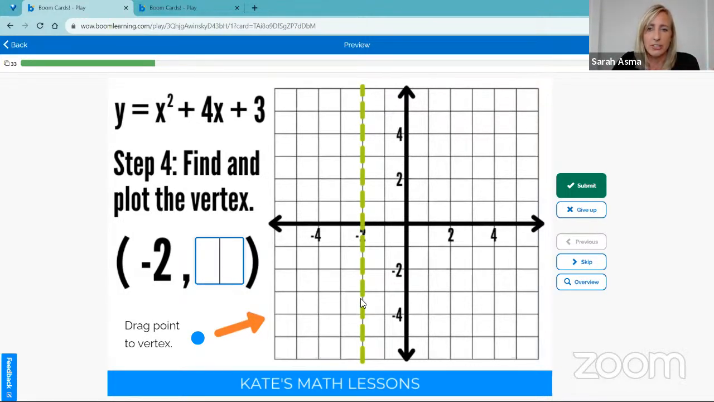So here I know my vertex is on this line, so I know that x coordinate is -2. To find the y coordinate, I just plug in -2 for x, and that comes out to -1. And then I've got this dot here, and they can drag it anywhere on the graph. Let's say they put it in the wrong spot. When they hit submit, it will kick it back out and make them try again. So I like that I can see, okay, this part's right, I've just got this one in the wrong spot. Now I've got my vertex on there.